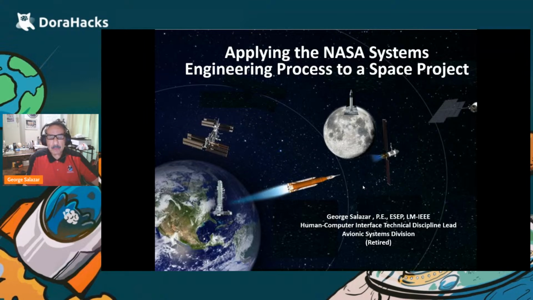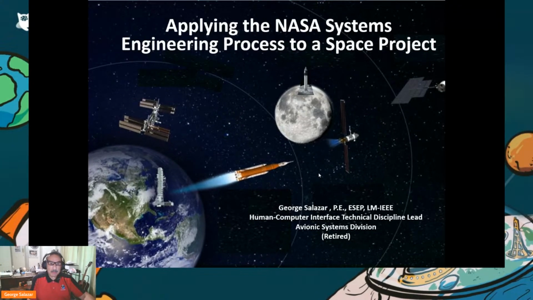I do have to say that the systems engineering process can be tailored to something lesser than a big complex project. It's up to the individual, though having experience in systems engineering gives you a better assessment of what you need and what you don't need. But my objective here is kind of give you a big picture view.